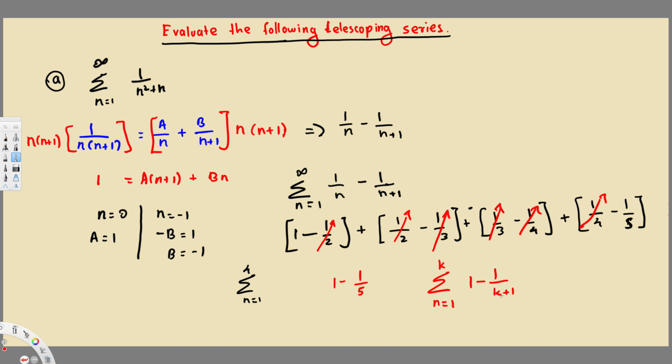Now we have to find out which value it converges to. To find that, we take the limit. So if I take the limit as k approaches infinity, it's going to be 1 minus 1 over k plus 1, and if you plug infinity for k, this is going to be 0, because 1 divided by infinity is 0. So we are left with 1 minus 0, that's going to give us just 1. So the final answer is this telescoping series converges to 1.